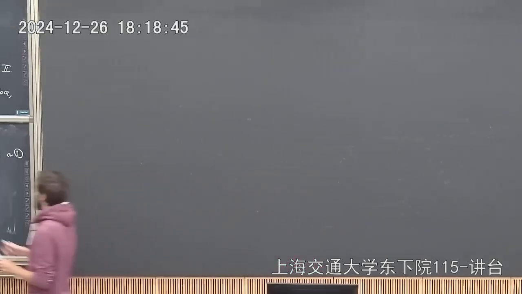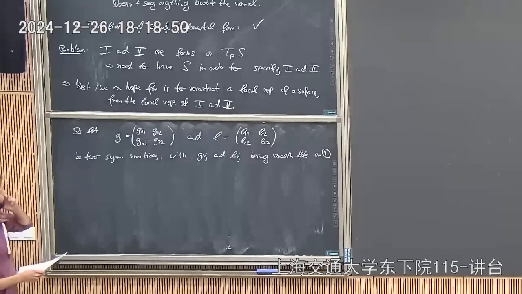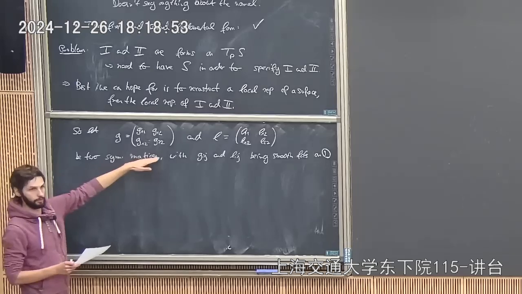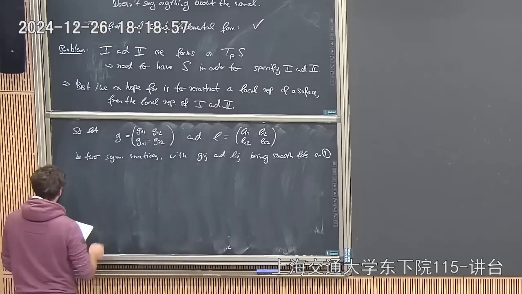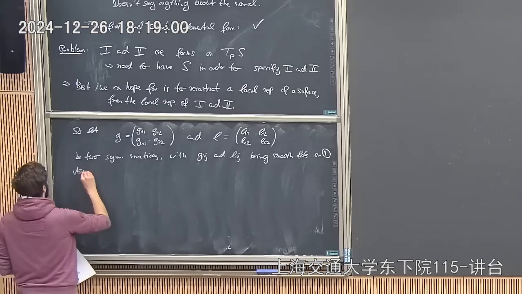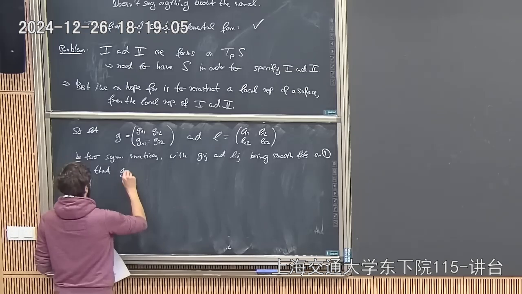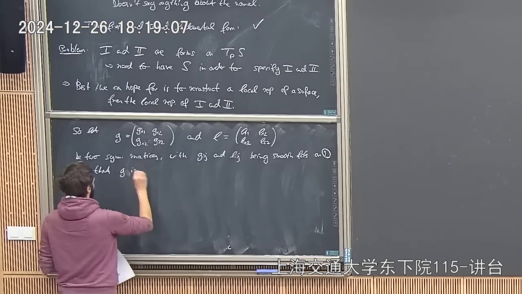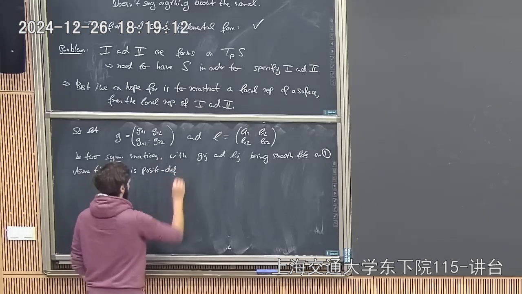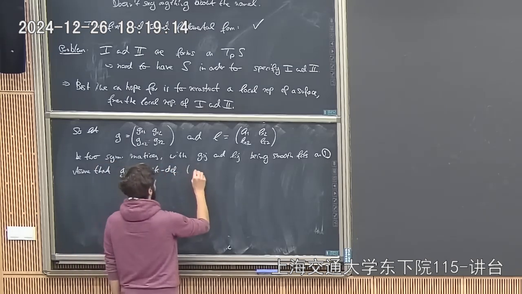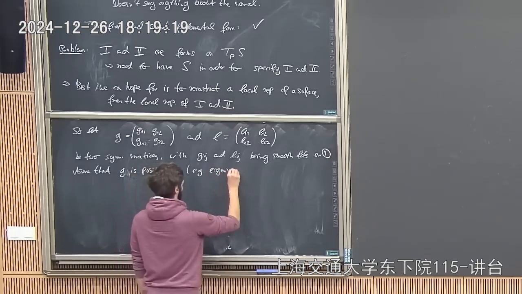Okay. So how do we do this? First of all, we also have to assume that G is positive definite, because it needs to be an inner product of tangent vectors. So we also assume that G is positive definite, which says, for example, that the eigenvalues have to be positive.